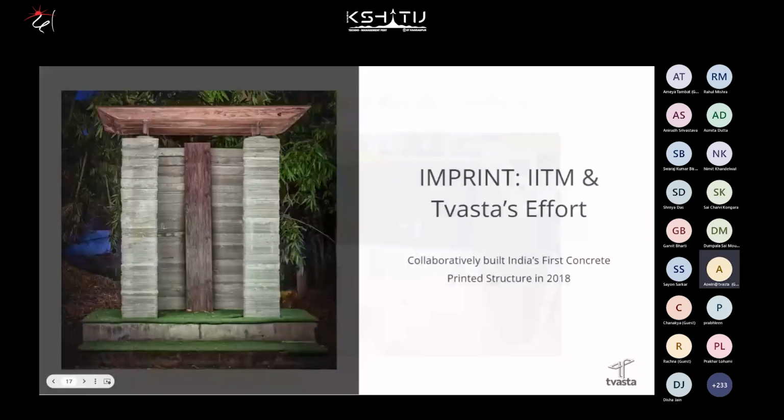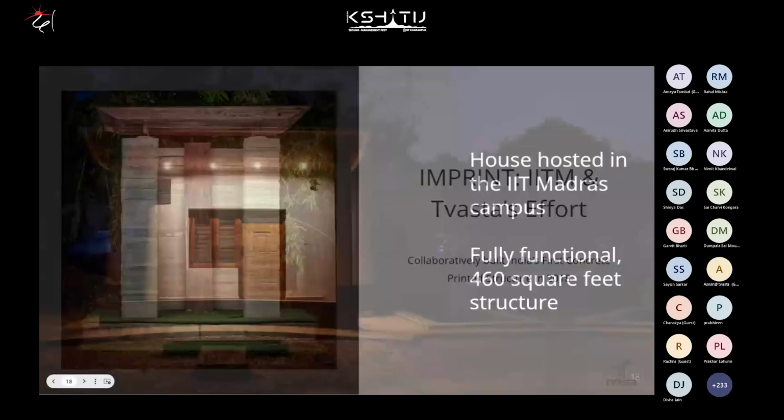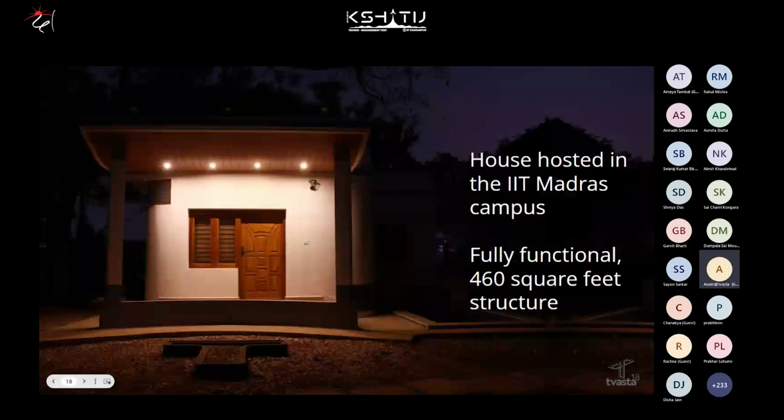This is the first structure which we built in 2018, and it is in IIT Madras right now. This is India's first 3D printed house, also in IIT Madras. It is around 460 square feet and fully functional. This house was constructed in a duration of 21 days, completely from the basement to a furnished, functional house. It is in use at IIT Madras right now, so you can visit there.